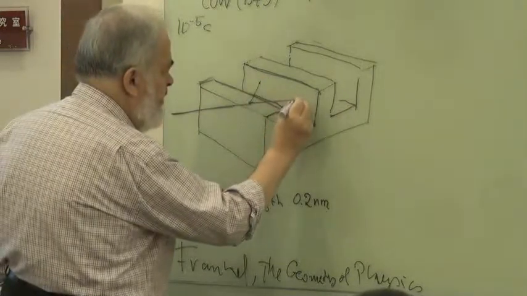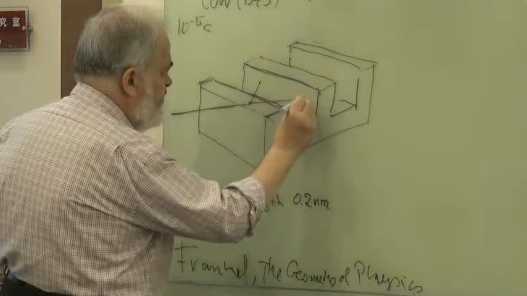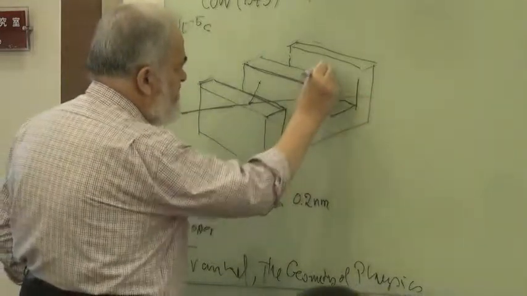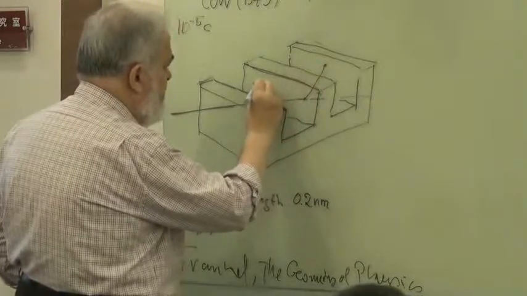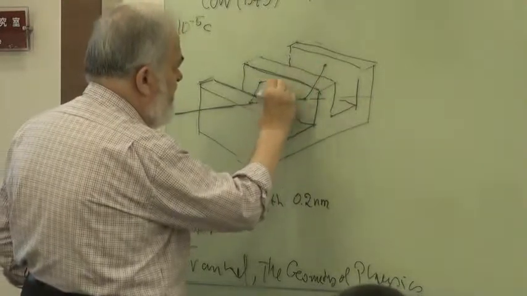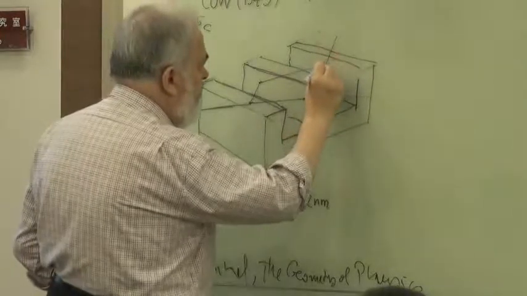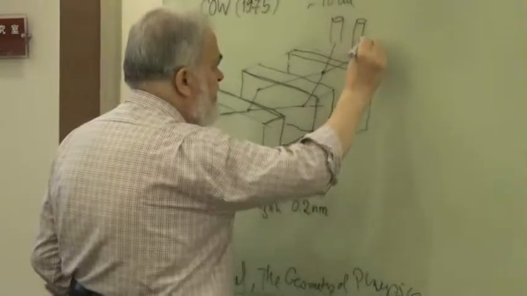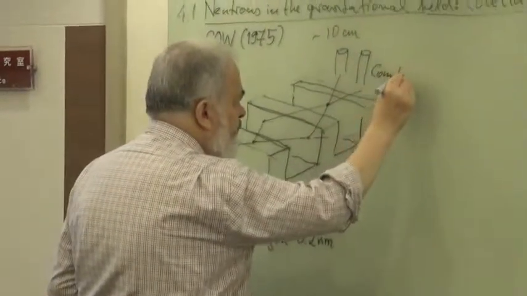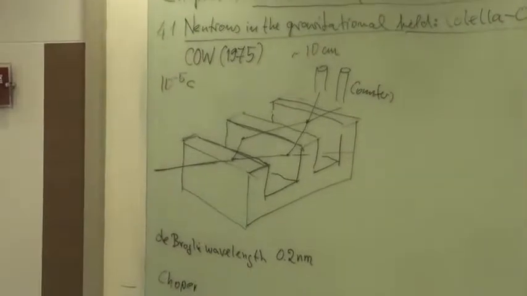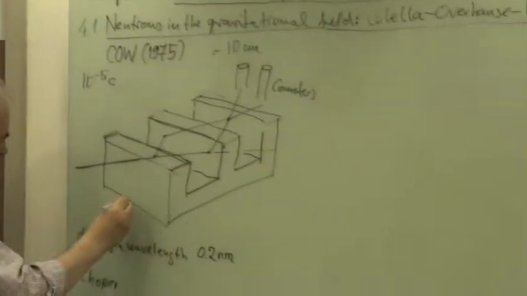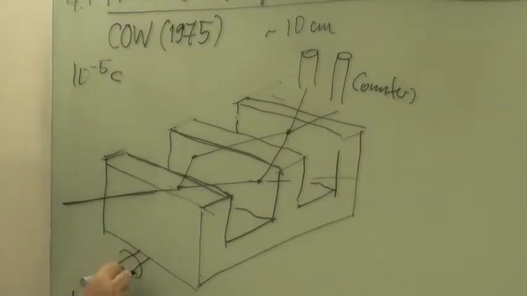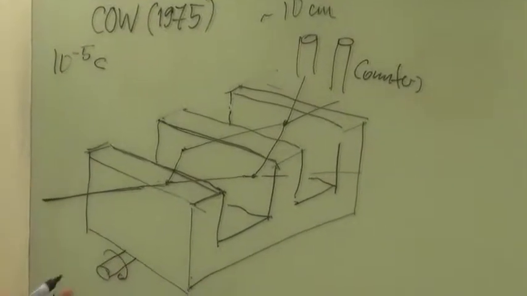You get a beam which goes straight ahead, and a beam which is Laue scattered, and so finally you get such a thing. And here you have some counters which count the neutrons. And the whole crystal is built on an axis which can be turned around. So this crystal can be turned around.